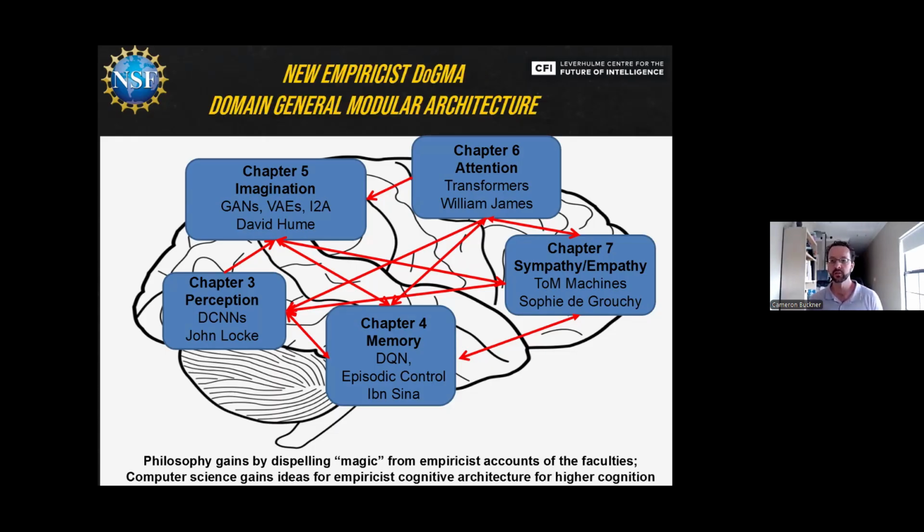So I call this the new empiricist dogma. If you've read your Quine, you know that's an allusion to the two dogmas of empiricism from Quine. I think this is the new dogma, but if you want computer scientists to take you seriously, you have to have a good acronym. So this is Domain General Modular Architecture is what DOGMA stands for here.